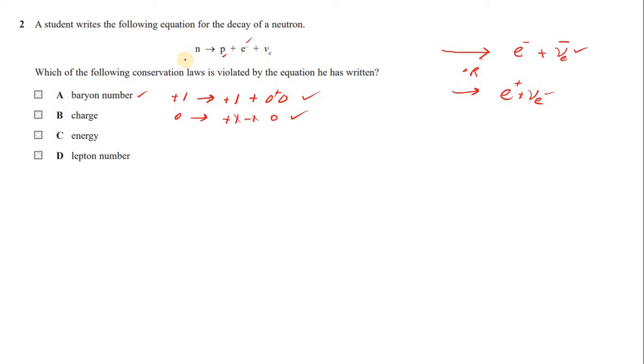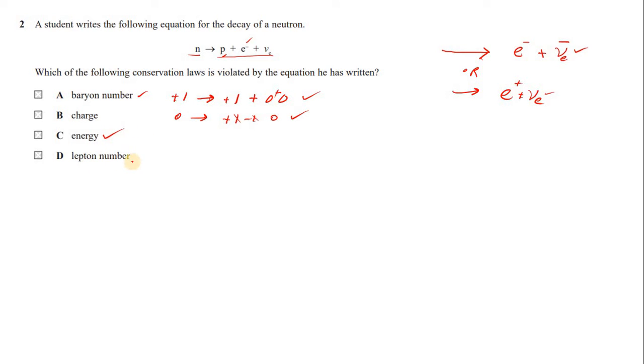Similarly energy, we cannot check the value of energy, but it is assumed that energy is always conserved, including rest mass energy and kinetic energy. So the rest mass energy of the neutron is equal to the rest mass energy of these particles plus kinetic energy, because these particles must be moving. So we assume that energy is conserved.